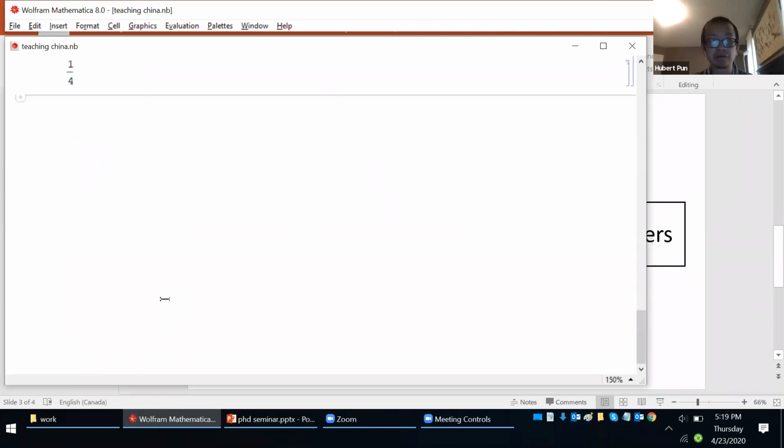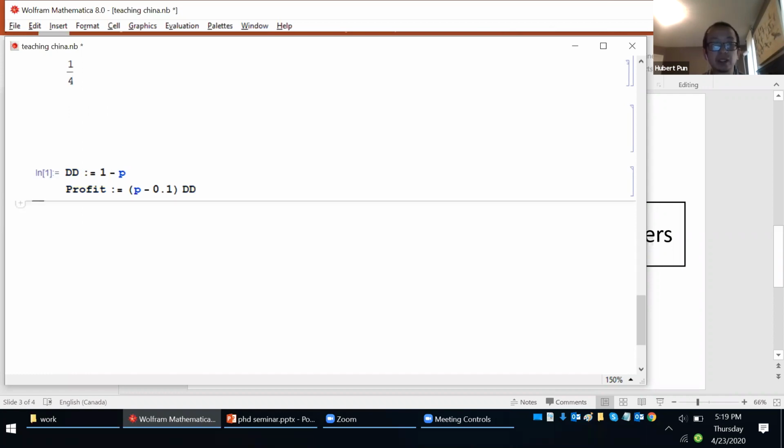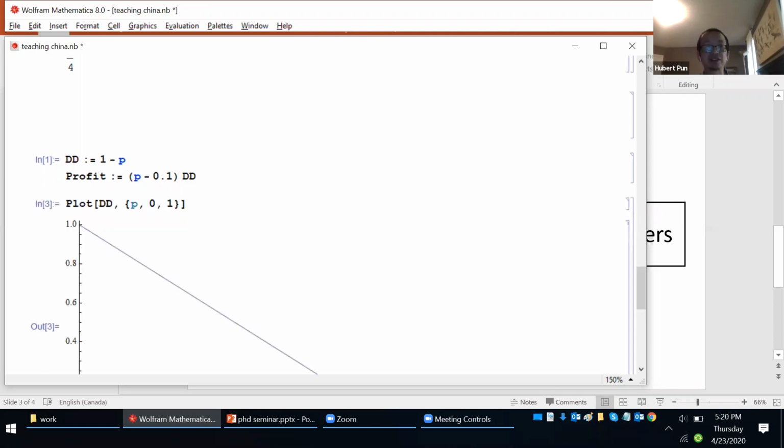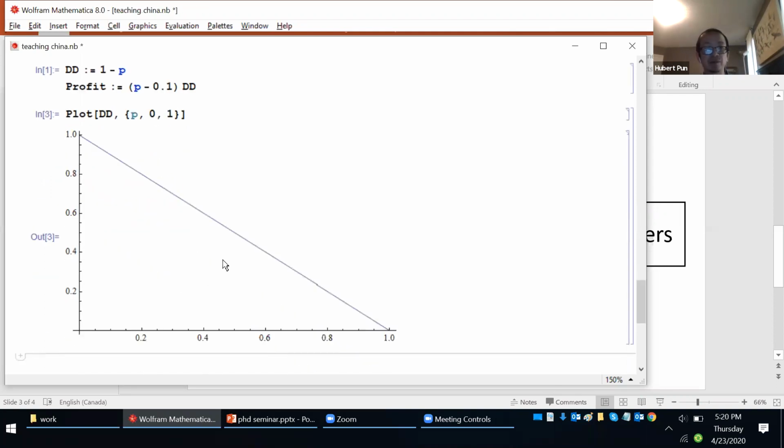So first we have demand equals 1 minus P. Okay. And then the profit equals P minus 0.1, which is the production cost, and then multiplied by demand. So I do the shift enter. So right now, if we plot the demand, we have exactly the same graph as before.